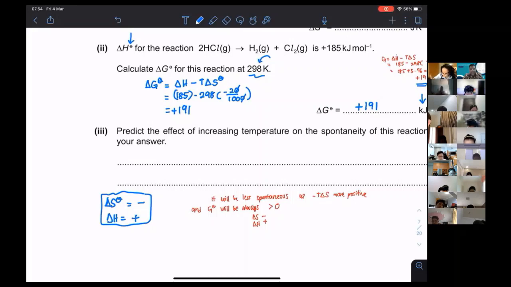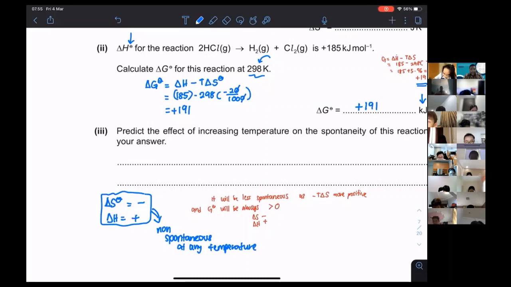it means that the reaction is non-spontaneous at any temperature. That should be the answer.